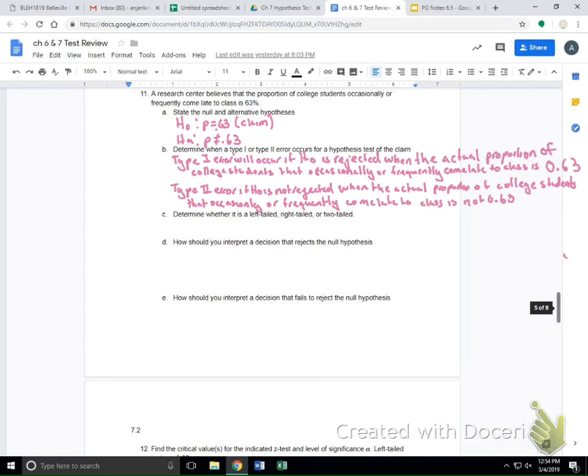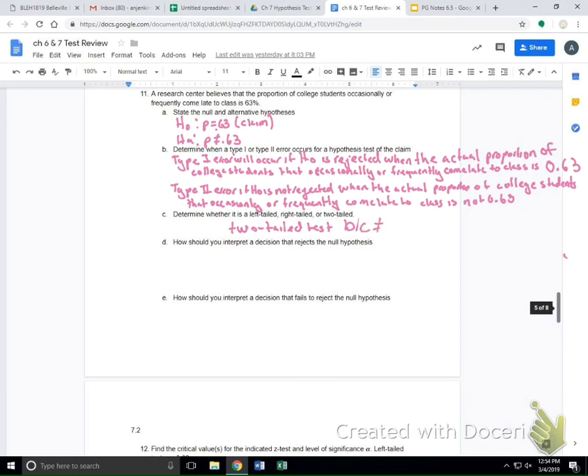Okay, thank you for letting me pause the video so I had a chance to write this out. You see a type 1 error will occur if the null hypothesis is rejected when the actual proportion of college students that occasionally or frequently come late to class is 0.63. The type 2 error is not rejecting the null hypothesis when the actual proportion of college students that occasionally or frequently come to class late is not 0.63. Okay, so we need to determine if this is right, left, or two-tailed. Since it's not equal to, we see that this is a two-tailed test, and we see this because of the not equal to sign.